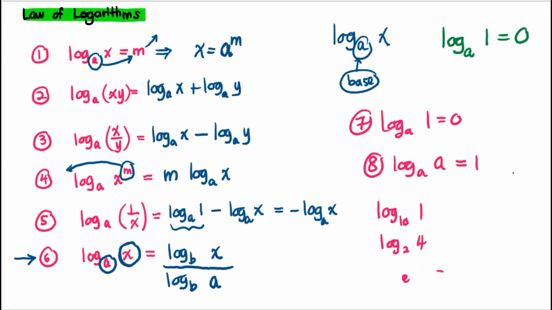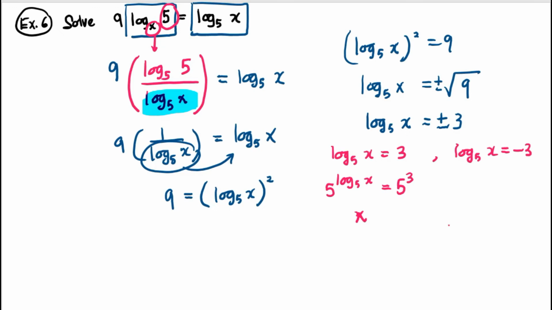All right, let me write another rule here. If you have, for example, number 9, a to the power of log base a of x, this will give you x. Okay, now in this case, you'll have 5 to the power of 3, which is 125.